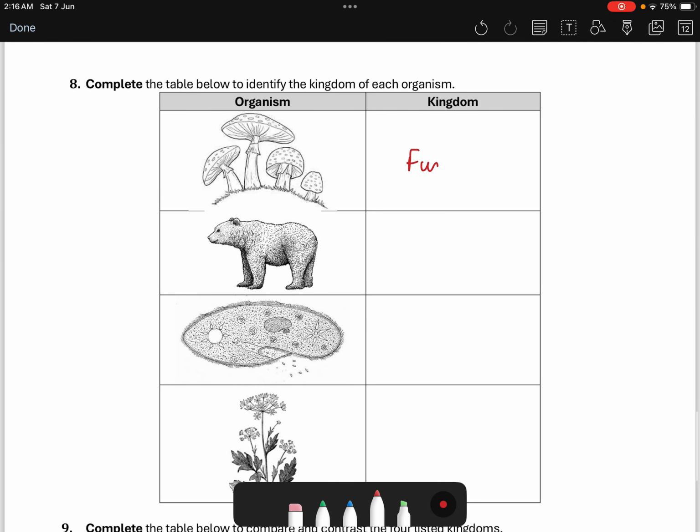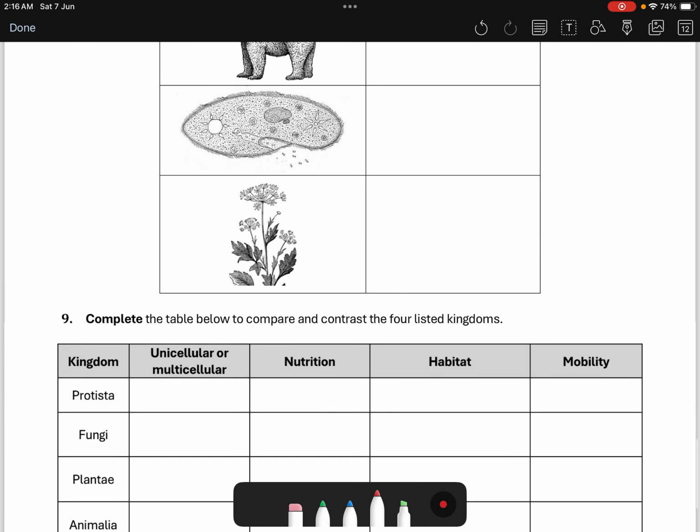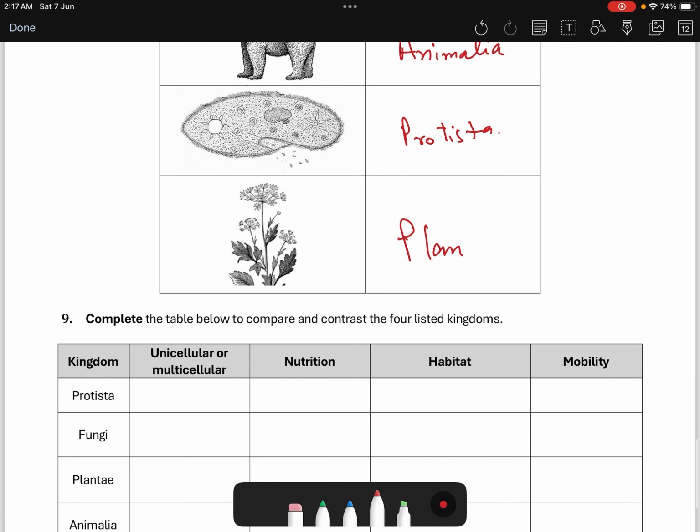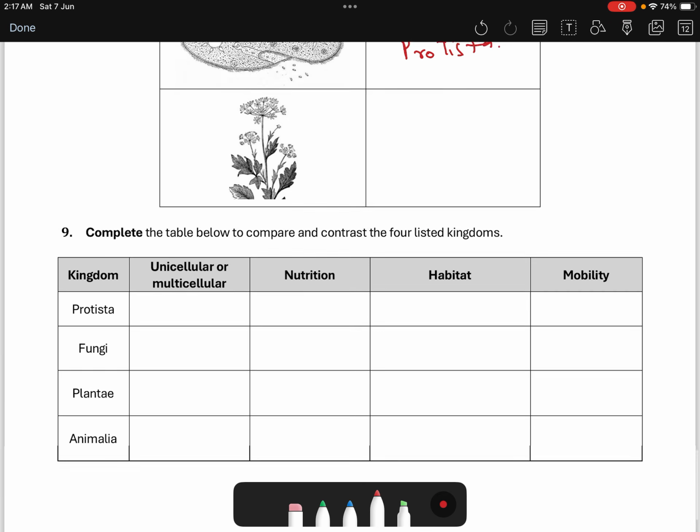Kingdom fungi, since these are mushrooms. Animalia. Don't say animal, please, it's animalia. Protista, because this is unicellular. And plantae. Don't say plant, it's plantae.